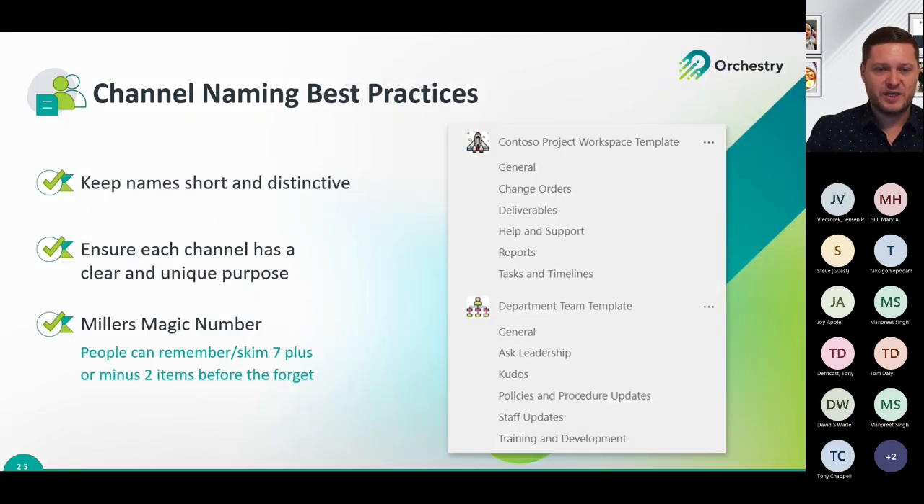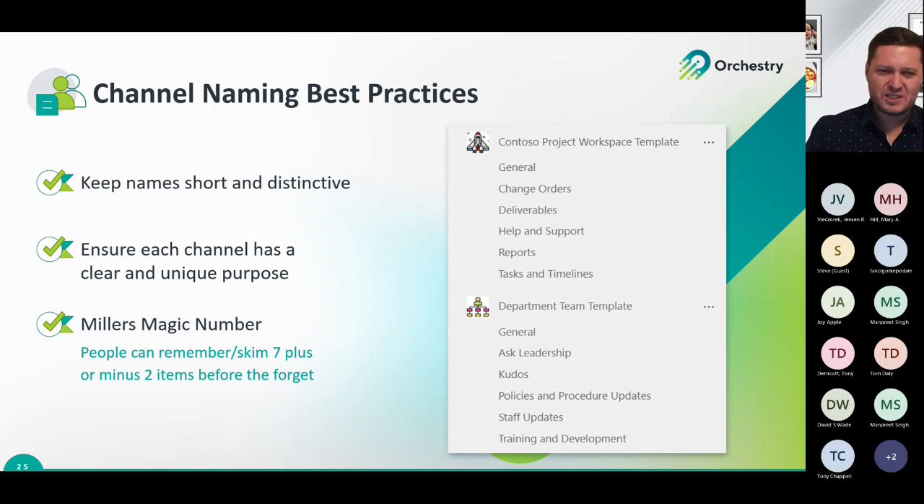So what about some best practices? The first thing is keep the name short and distinctive as well. So here we have a project workspace template, right? We have the general channel, which of course everyone needs to have. You can't remove this. You can't change the name of it. It is what it is. But then we've got a series of other channels whose purpose is all pretty self-explanatory, right? Nothing here is kind of confusing for people. Again, make sure each channel has a clear and direct purpose.